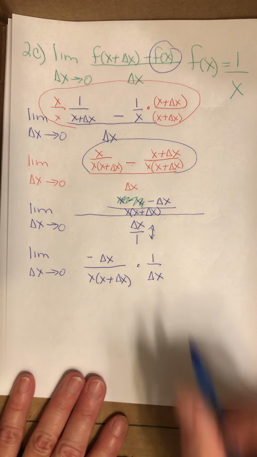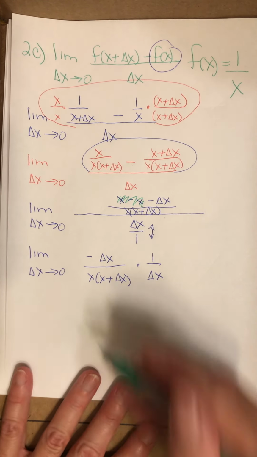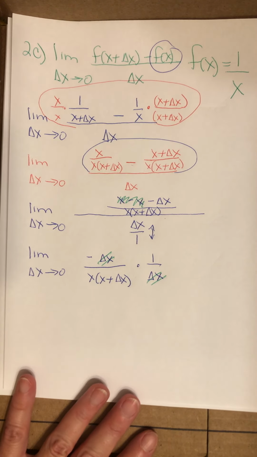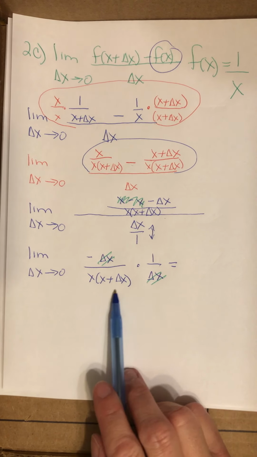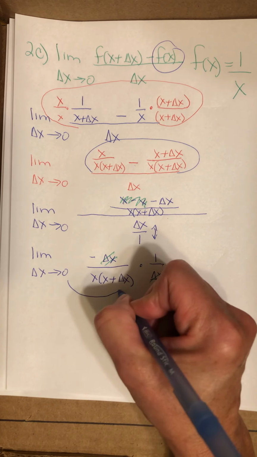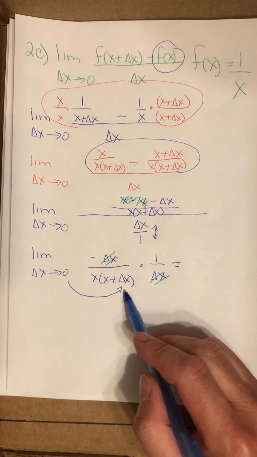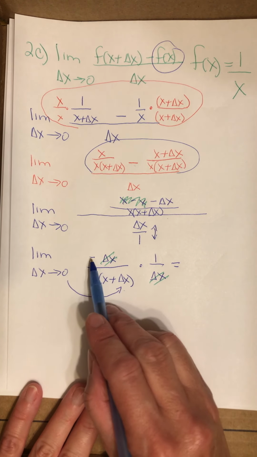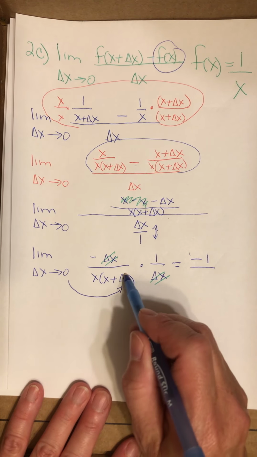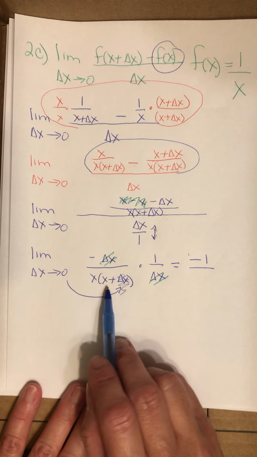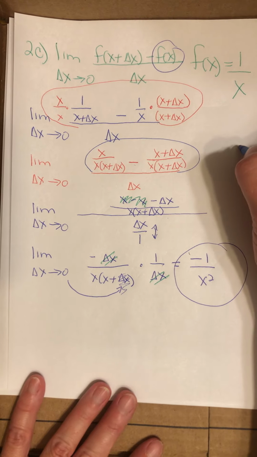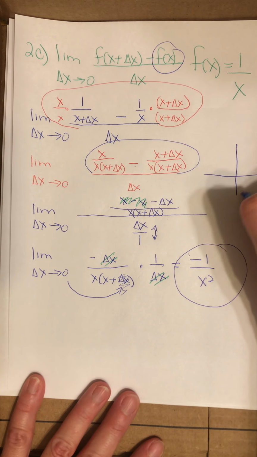This is really cool because take a look now. Now, my delta x cancels here and here. Do not lose this negative. Okay, now notice, sure there's a delta x in the denominator, but when I substitute in a 0 right here, it doesn't make the whole denominator 0. So let's take a look. In the numerator, I have a negative 1, and in the denominator, this becomes 0, and I have x times x is x squared. And here is our final answer. What does this mean? Negative 1 over x squared.